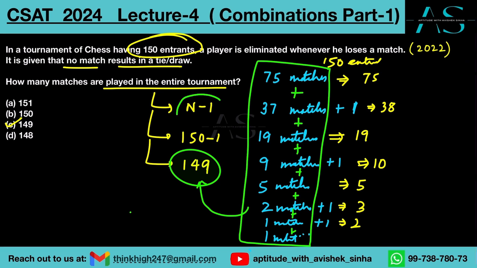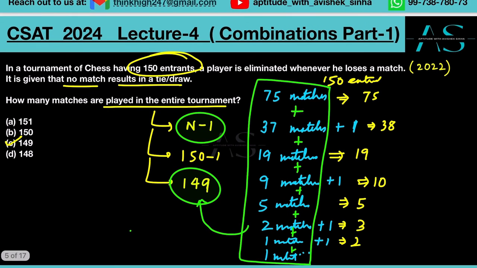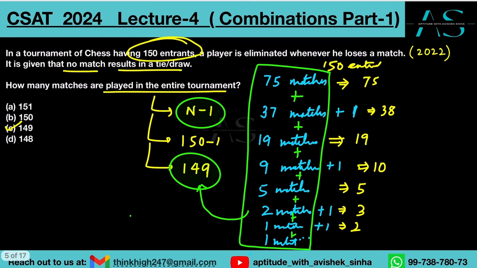So you can always start this by taking n minus 1 as our formula, and you will never make a mistake when you are doing this. So with this, I feel your combination part is also clear.